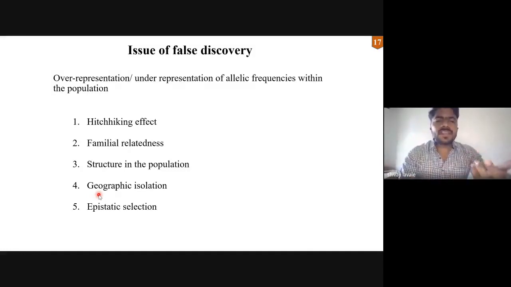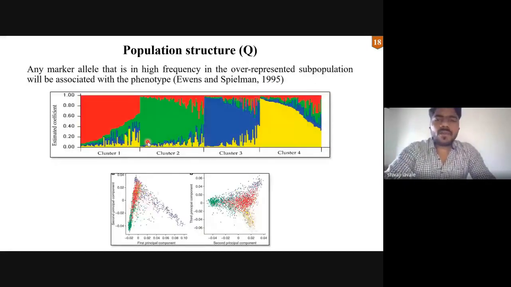So how do we negate the structure of the population or relatedness from the analysis? We can go for analysis of the structure of the population. To analyze the structure of the population, we use a software called STRUCTURE, and it will divide the mapping panel into different subpopulations represented by different colors.